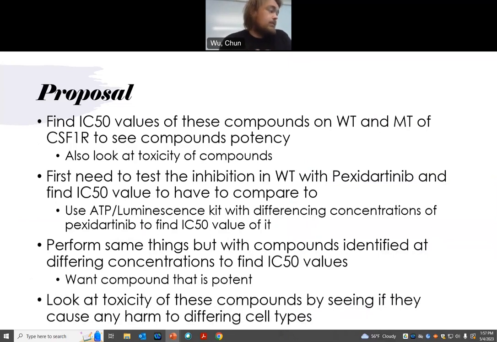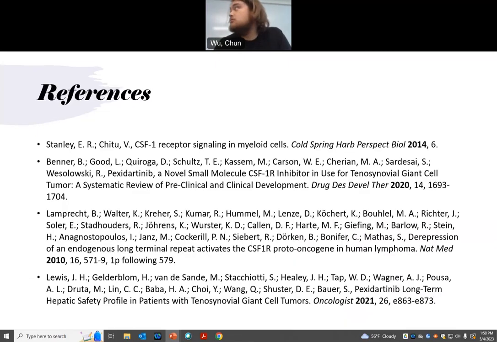can be done with the ATP luminescence kit and assay using differing concentrations of the drug and the compounds we're using. And these will be performed on the mutants and the wild type. And basically, you can find a drug that is potent and less toxic. You're also going to have to run toxicity tests on different cell types to see how toxic these compounds are. And that's all I got.